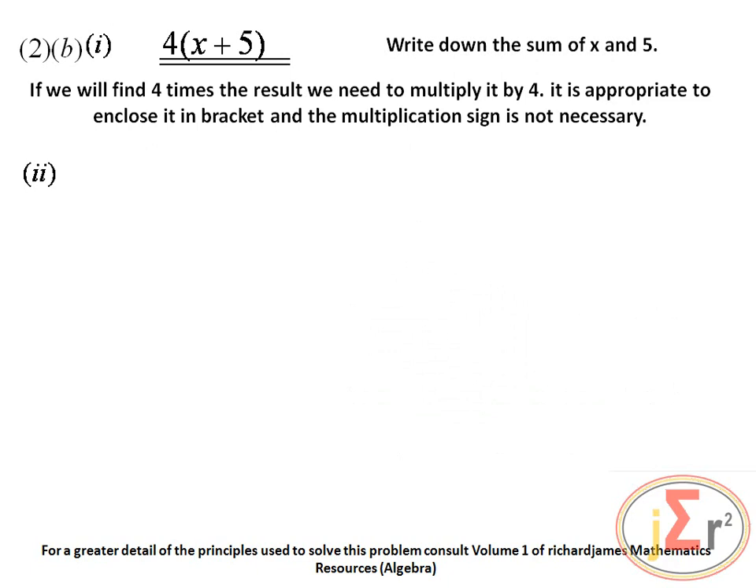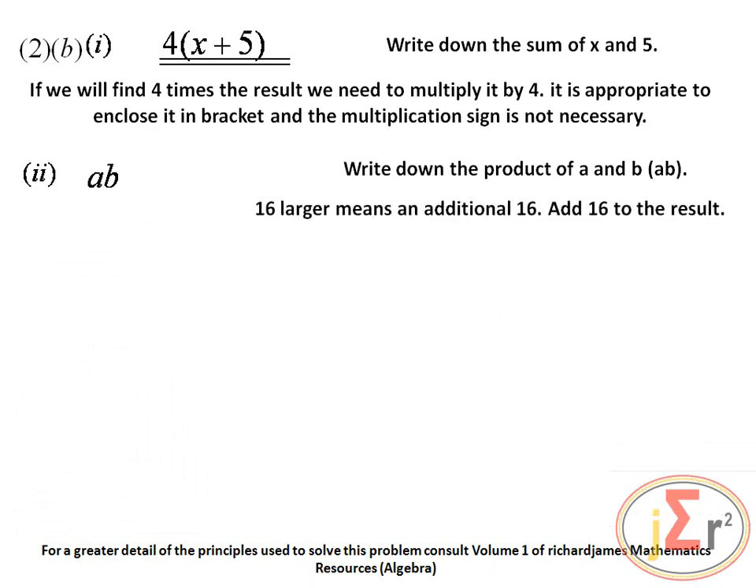16 larger than the product of A and B. So write down the product of A and B, which is of course AB. 16 larger means an additional 16. So we are just going to add 16 to the result, and that's all there is to it.